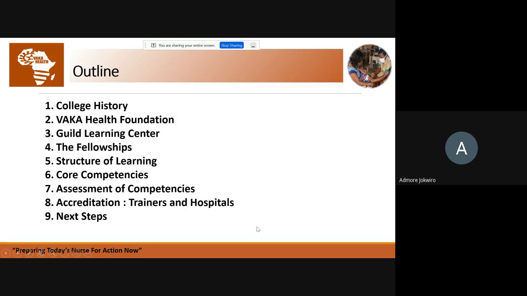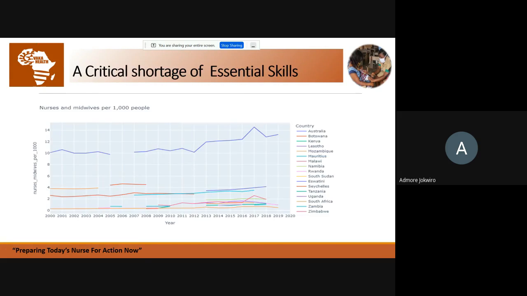In terms of the presentation today, we are going to discuss a bit about the college history, the VACA Youth Foundation, the Guild Learning Center itself, the fellowships, how they are structured, the core competencies within the fellowships, the assessment of the competencies, then accreditation of training facilities, as well as the next steps. For those that participated in the last webinar last month, there's no new information. We are just re-emphasizing the same aspects, in recognition that some nurses failed to come onto the live platform for the discussion that we had last month.